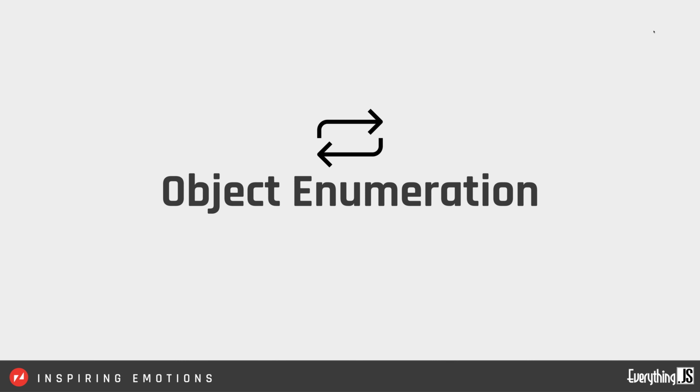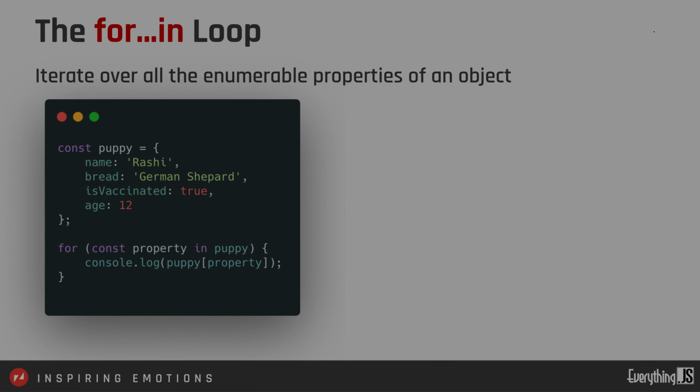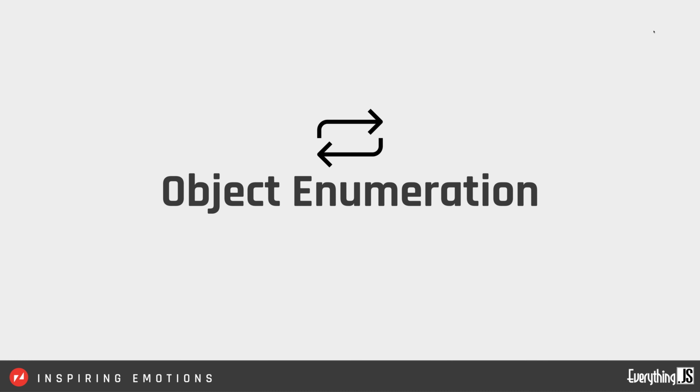So let's discuss object enumeration. And before even going into this topic, I said that objects are represented in JavaScript as dictionaries. So what characteristics are there in a dictionary? You all have worked with dictionaries in other languages, right? Can somebody tell me what the characteristics are?